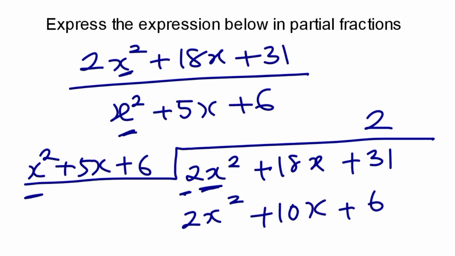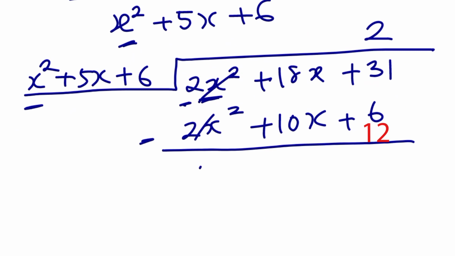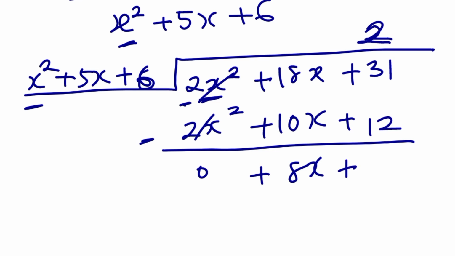In this case, we can easily eliminate. So we subtract, and this becomes 0. 18 minus 10 becomes a value of 8x. And 31, 2 times 6, sorry, is not 6, but rather we have to put in 12, because 2, which is here, times 6 here, is going to give us 12. So now 31 minus 12 is going to give us a value of 19.